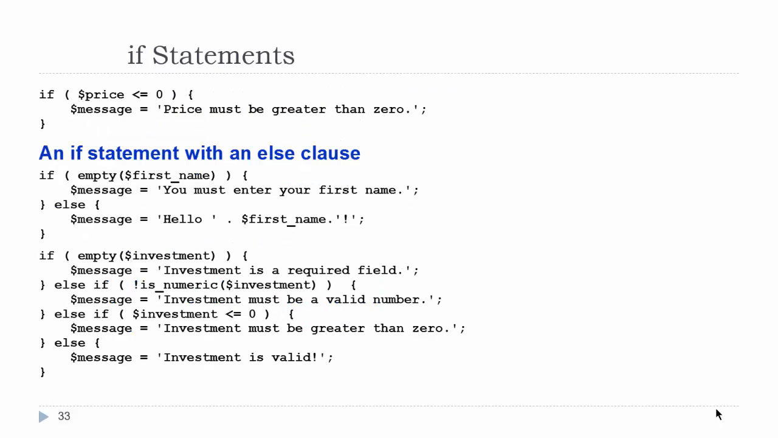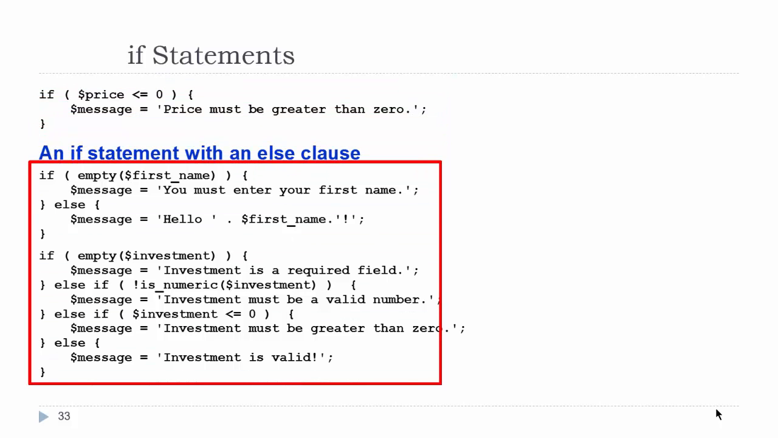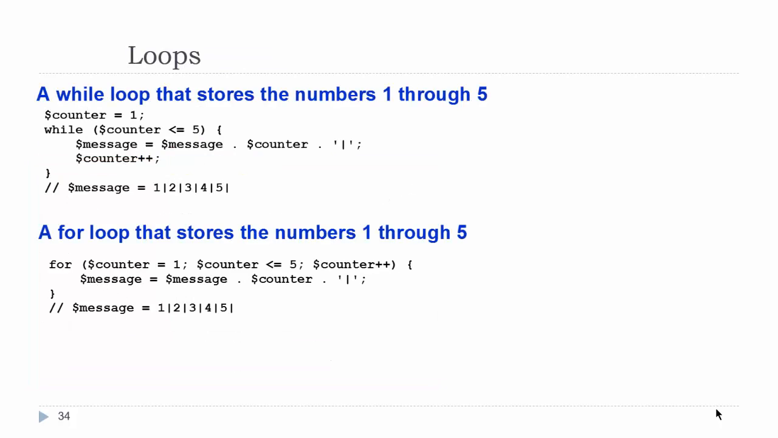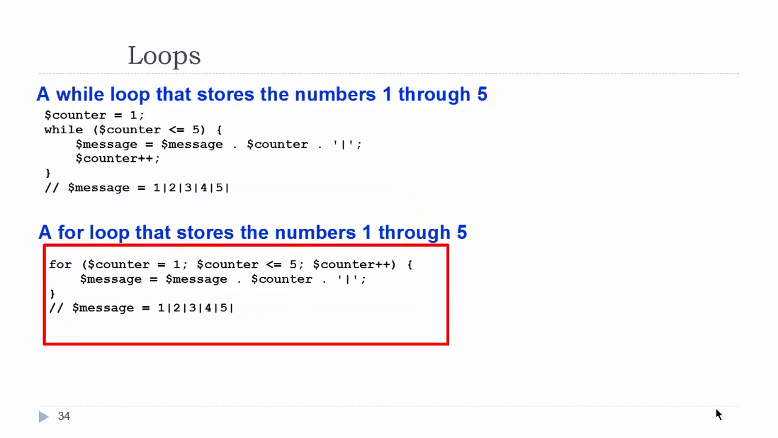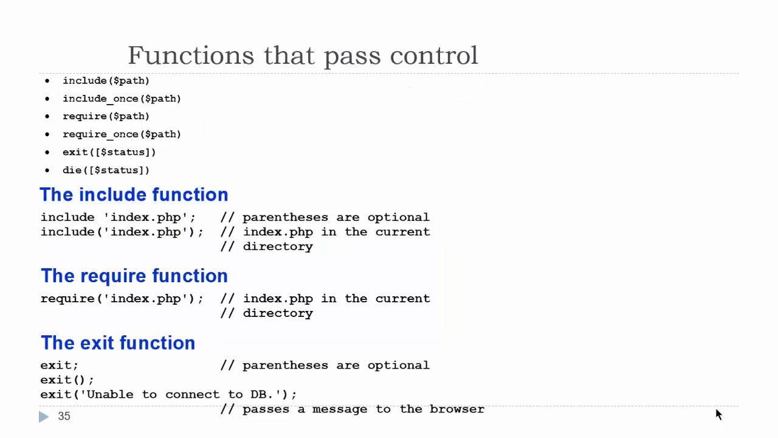PHP has if statements, a single if and multiple ifs. PHP has loops. Here we have a while loop and a for loop. There are also some functions that pass control to another file. A very common one is include and require. We can also exit out of a script. Here again, we will look at these in the future.